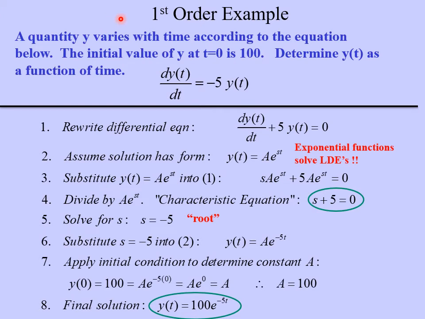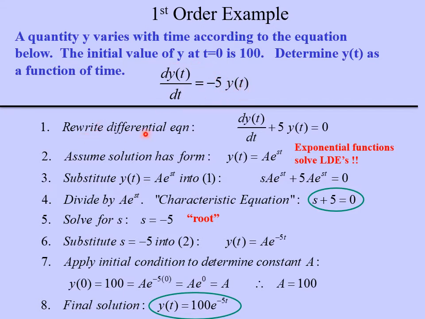So let's take a look at an example and see how to solve this. We're told that a quantity y varies with time according to the equation below, and the initial value of y at t equals 0 is 100. Determine y as a function of time. The equation that we're given is dy/dt equals minus 5y, and our goal, of course, is to solve for y.